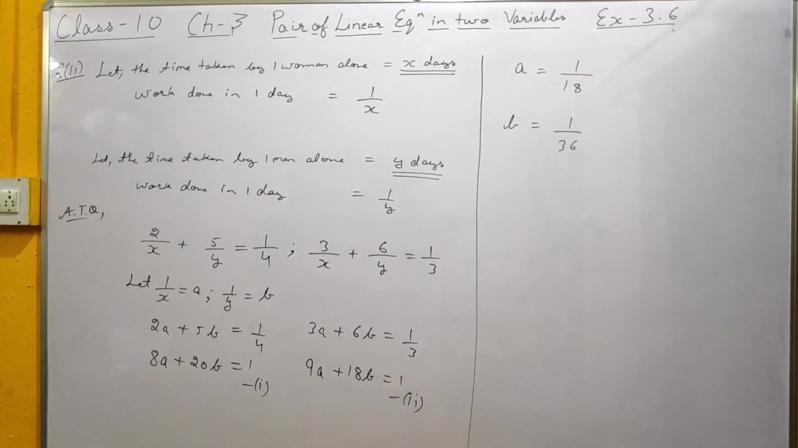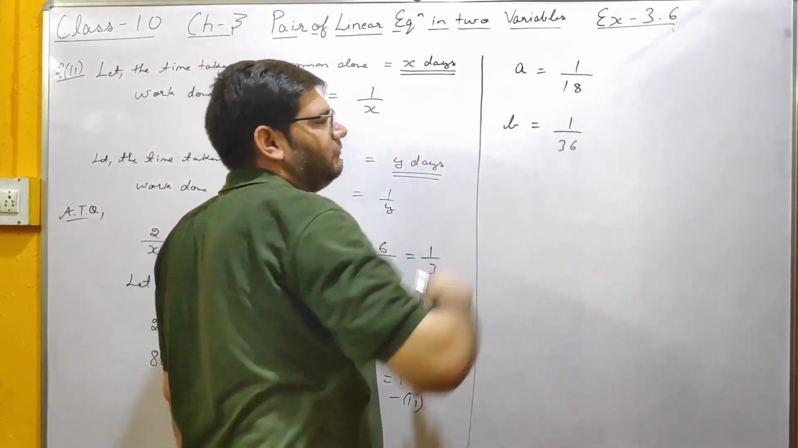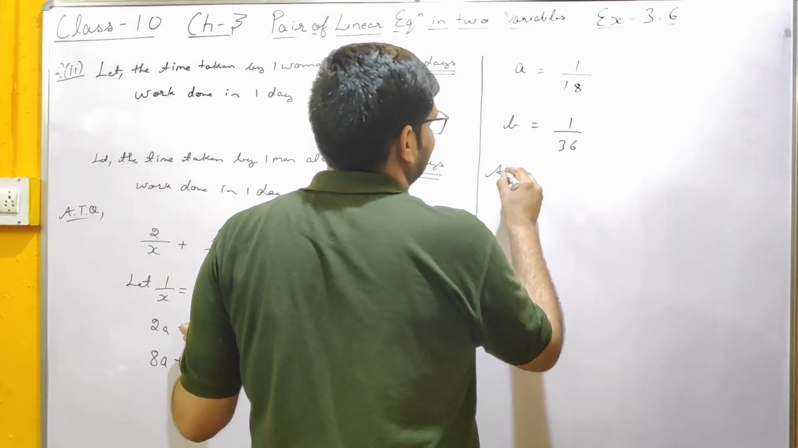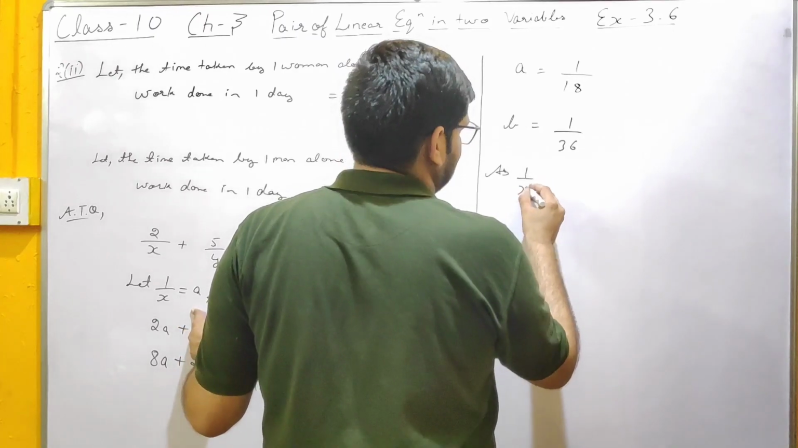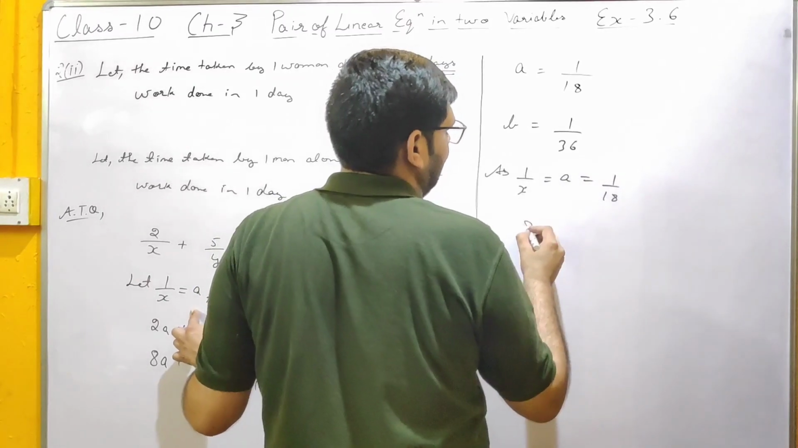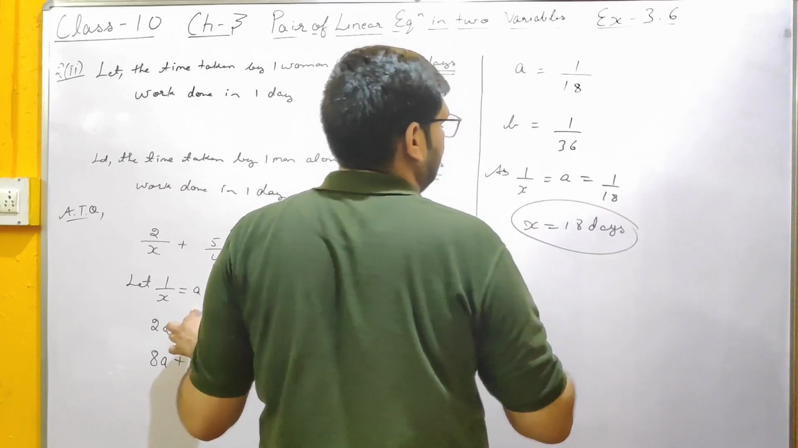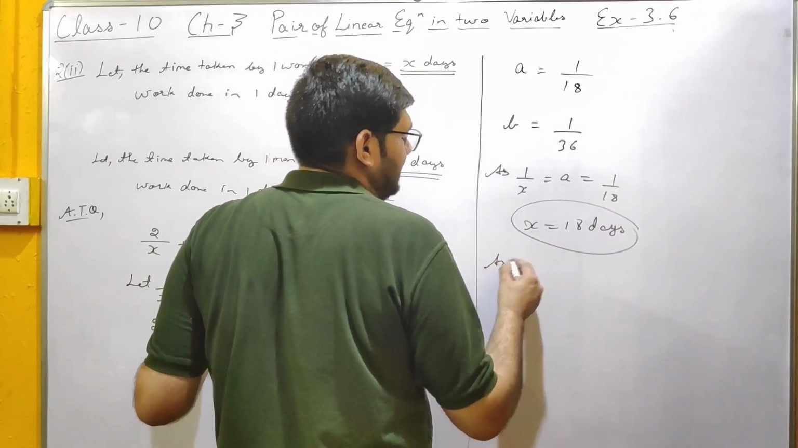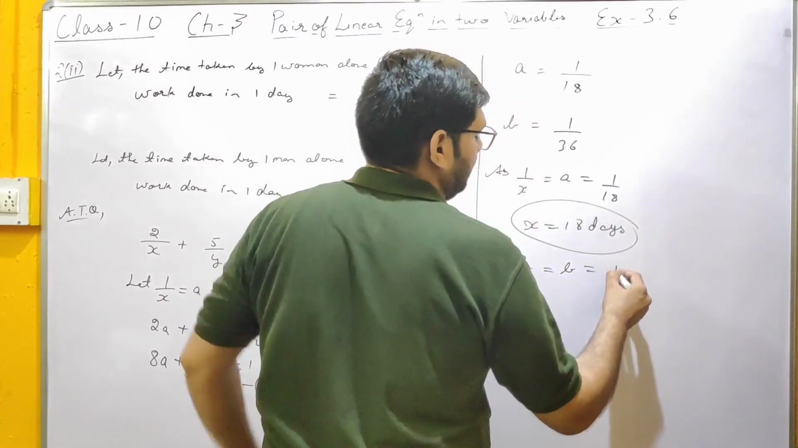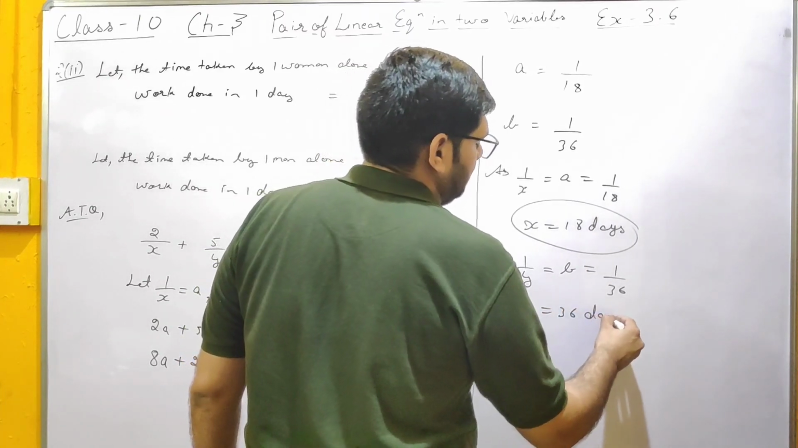I hope you have solved them, and then the values will come. A equals 1 by 18 and B equals 1 by 36. Now we need to find the values of X and Y. 1 by X equals A, and A is 1 by 18. Therefore, after taking the reciprocal, X equals 18 days. And 1 by Y equals B, and B is 1 by 36, so Y equals 36 days.